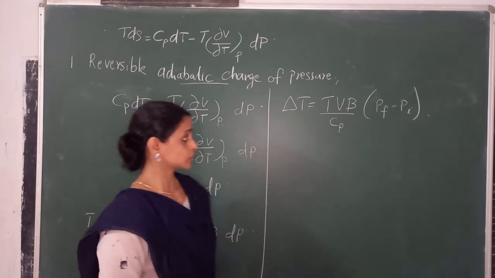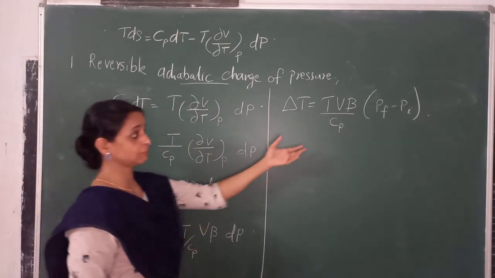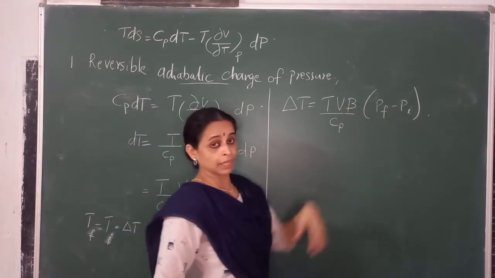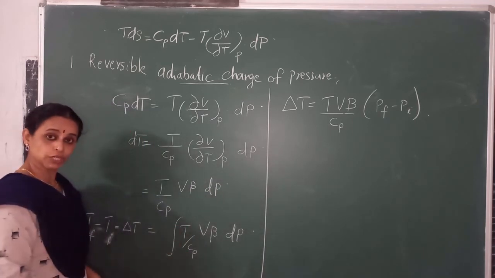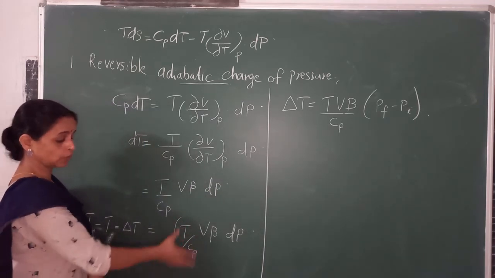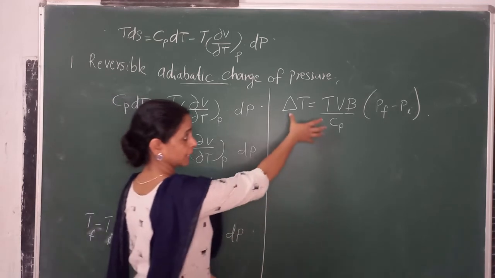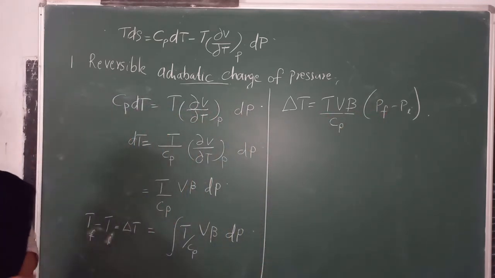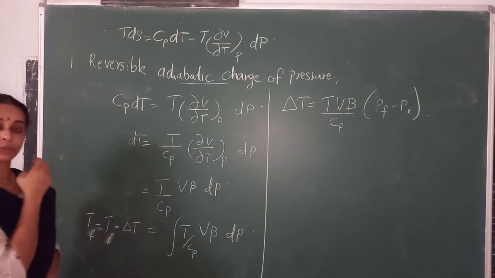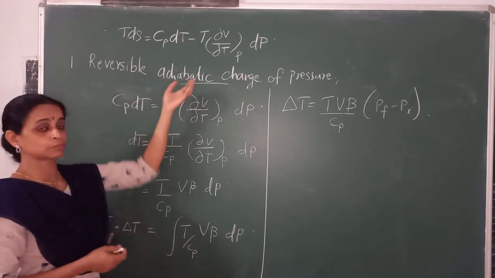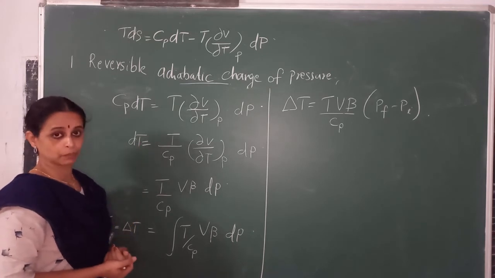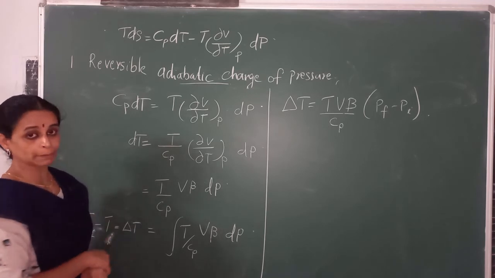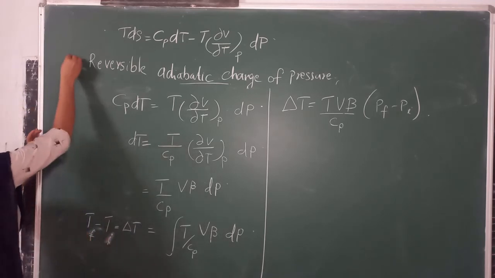In the same way, if the pressure is increasing and beta is negative, the temperature of the system will decrease. So this equation is mainly for solids or liquids. That means the volume and beta have very small changes, usually for solids and liquids. So for solids and liquids, we can use this equation for adiabatic change of pressure. That is how we can calculate the change of temperature during this particular reversible adiabatic process if there is a change in pressure.